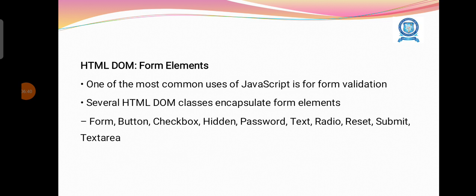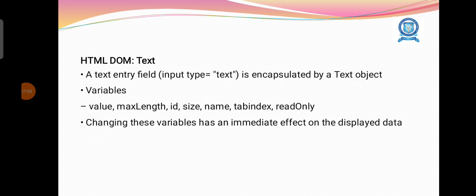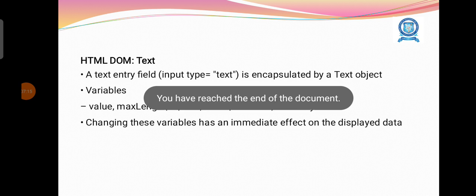Form elements. One of the most common uses of JavaScript is form validation. As in the previous example we have seen, for form validation, several HTML DOM classes encapsulate form elements like form, button, checkbox, hidden, password, text, radio, reset, submit, and text area. A text entry field is encapsulated by the text object, and we can have variables with the following attributes like value, maximum length, ID, size, name, tab index, read only, etc.